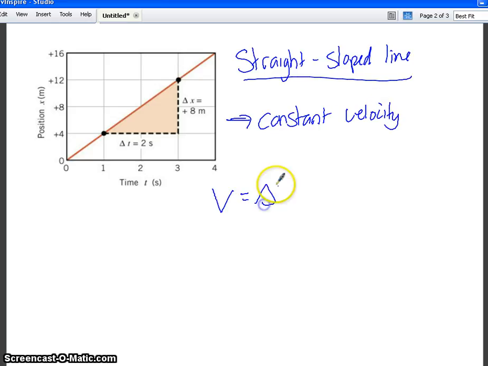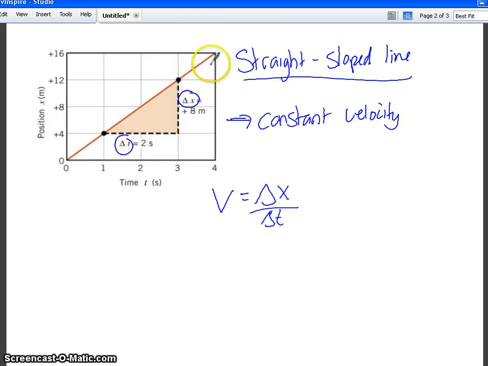Velocity is change in displacement over the change in time. And if you look here, the slope of this line is the rise over the run, or displacement over time. So in this particular instance right here, our change in displacement is 8, our change in time is 2. 8 divided by 2 is 4 meters per second.